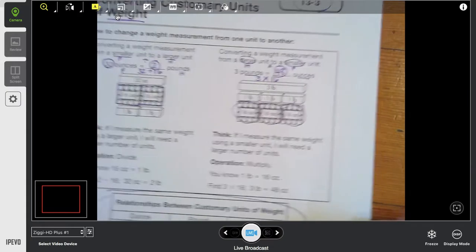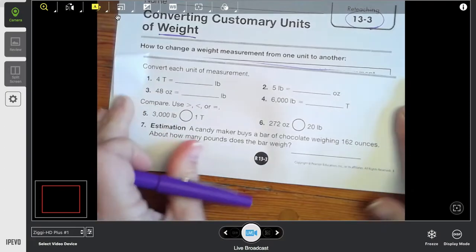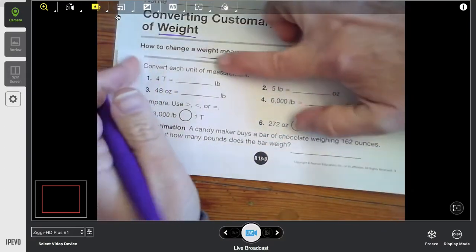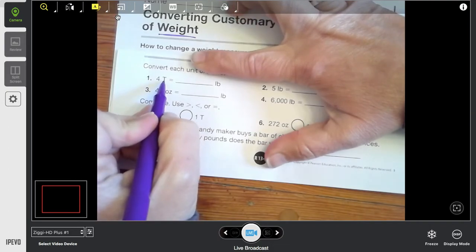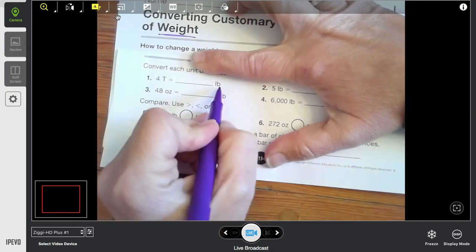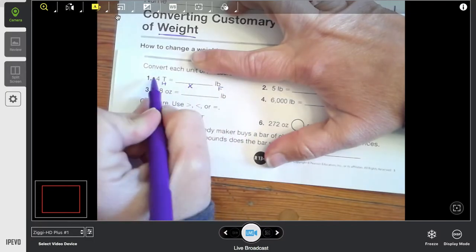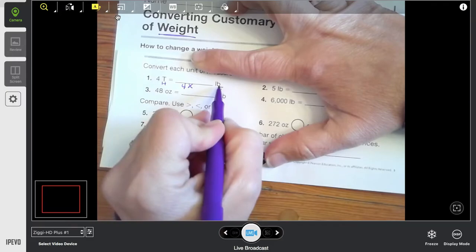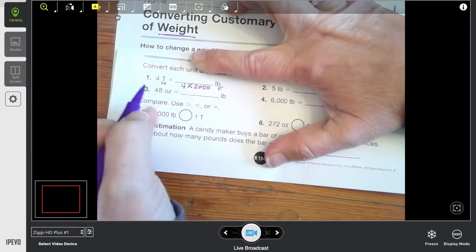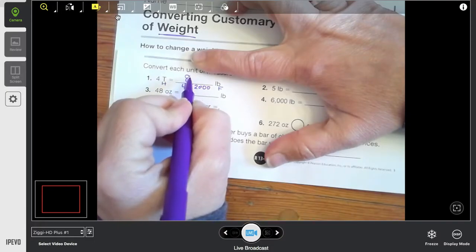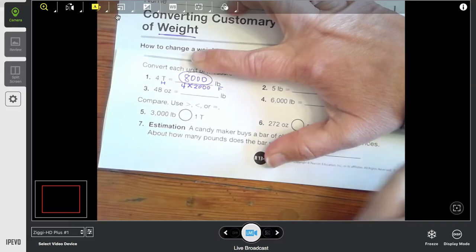All right, let's try some on the bottom. Here we go. 4 tons equals how many pounds? Well, which one's the bigger? Horse is the ton because this is a much bigger measurement than a pound. So we're going to go horse to fly, multiply 4 tons times how many pounds in a ton? Well, 2,000 pounds in a ton. So 4 times 2,000 is 8,000 pounds is 4 tons.